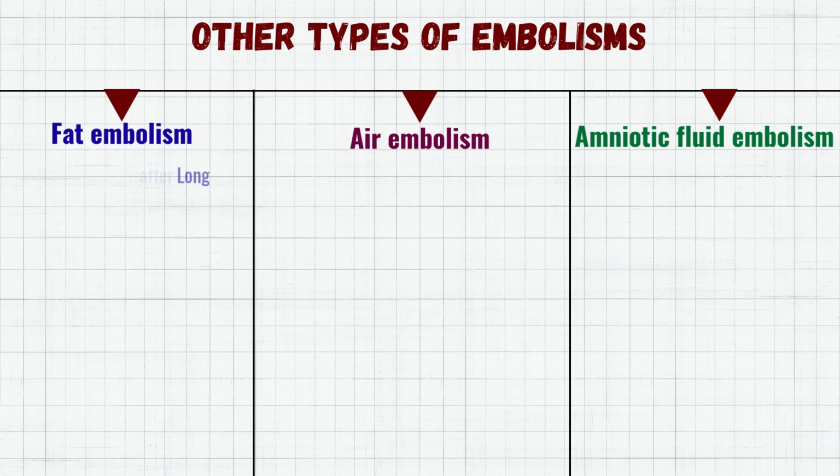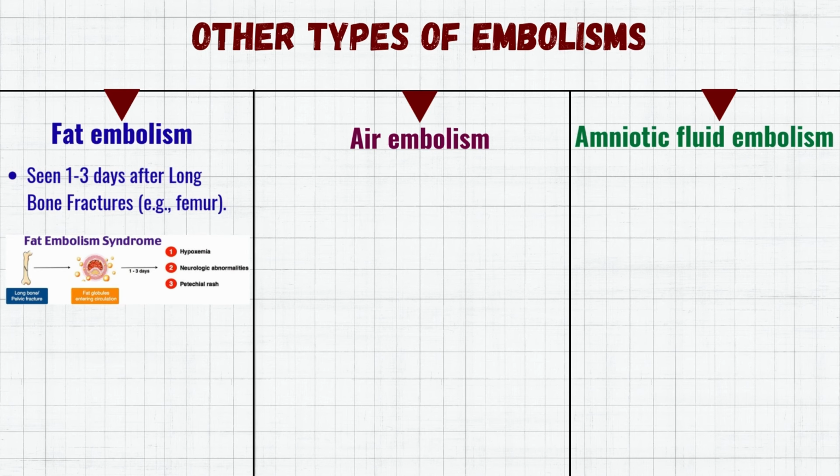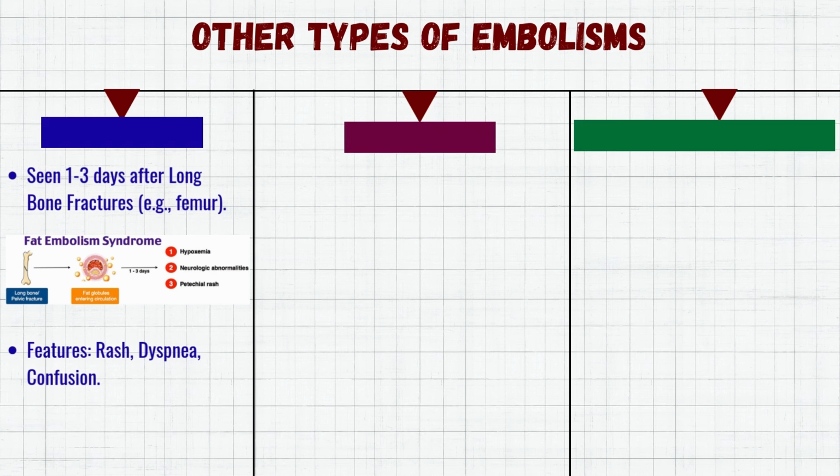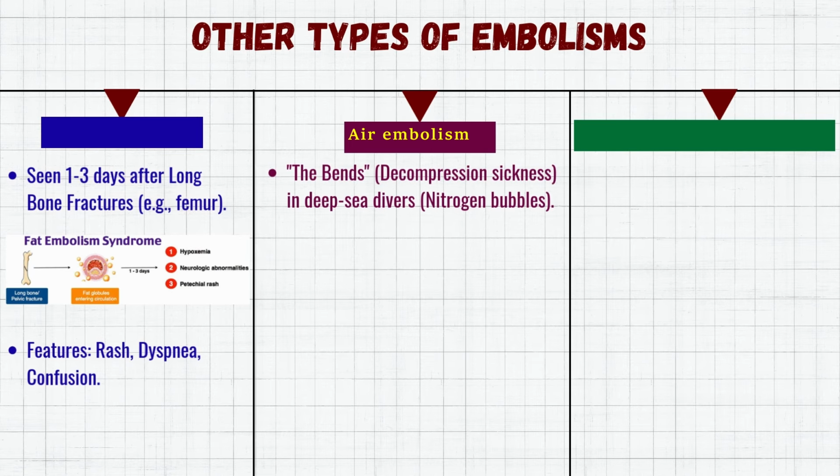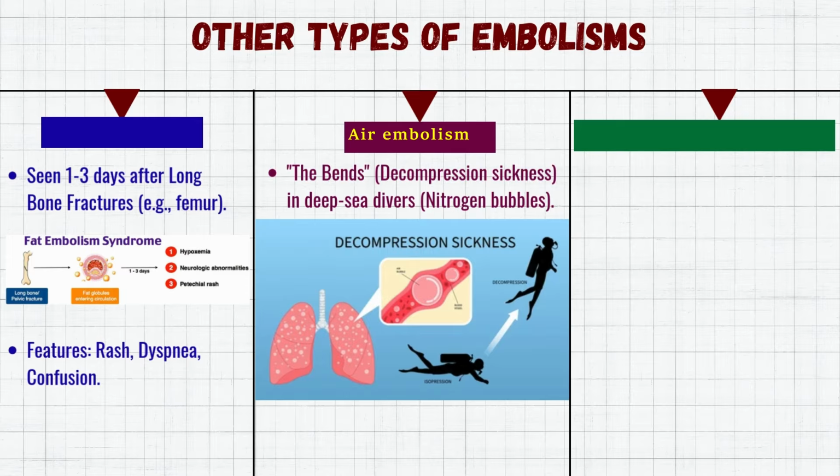The fat embolism is seen 1 to 3 days after long bone fractures, for example femur. The features are rash, dyspnea, and confusion. In air embolism, the bends occur. For example, in decompression sickness in deep sea divers. It occurs due to nitrogen bubbles.